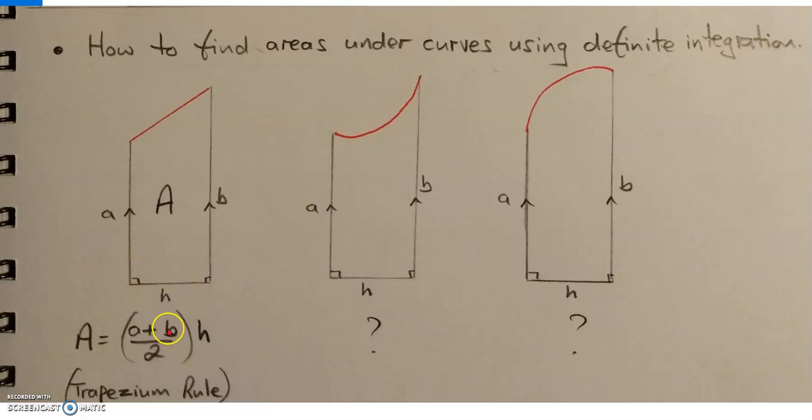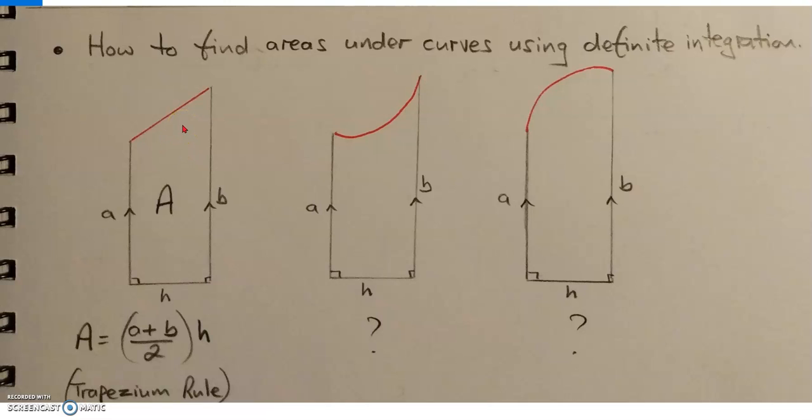Here we have the sum of the parallel sides, a plus b, and we add them up and take a half of that, and then we multiply by the height, or in other words, the perpendicular distance between the two parallel sides. We use this formula to find the area, and it gives us an exact value. We've got one side here which is straight, but nonetheless, using this formula, we will get an absolutely precise value for the area of that trapezium.